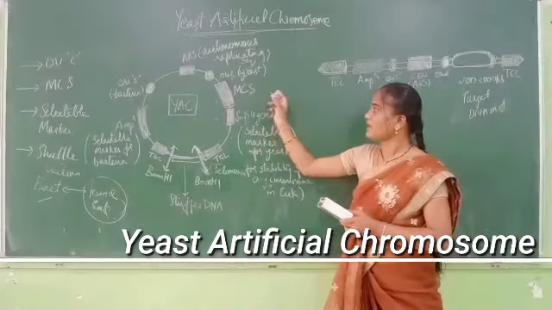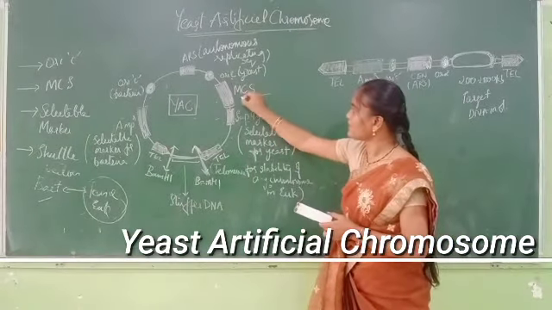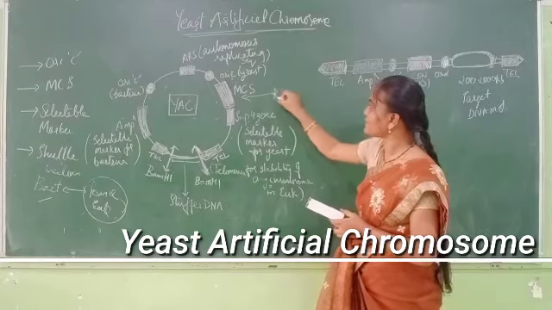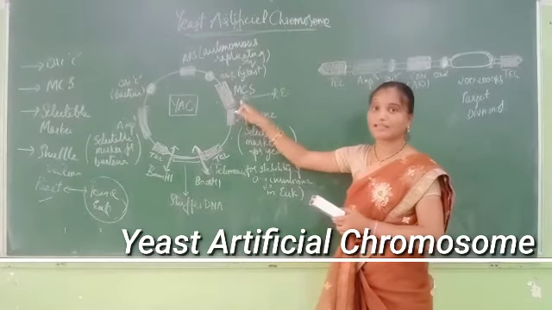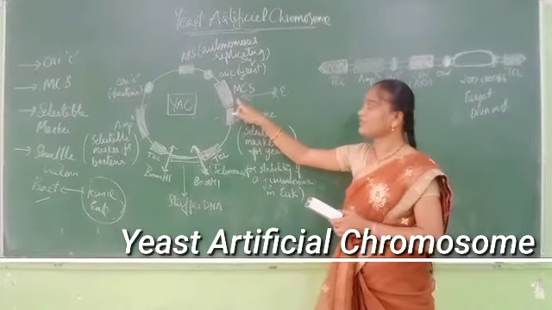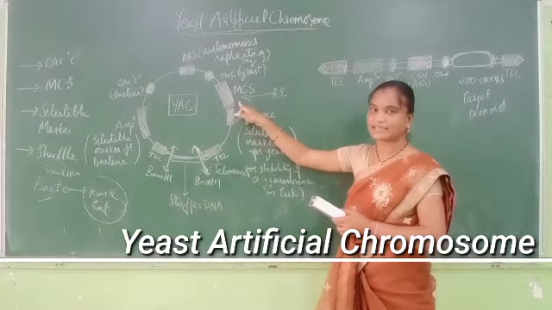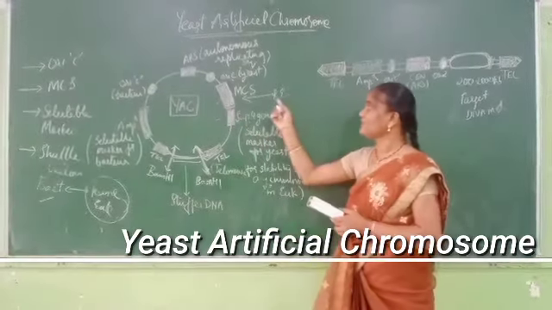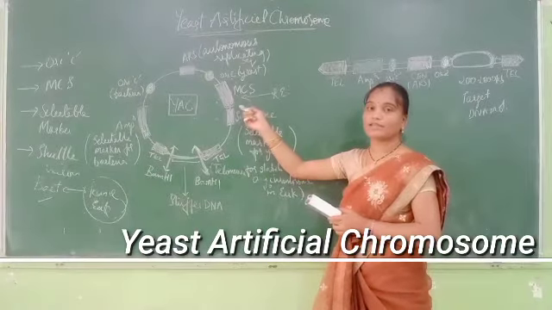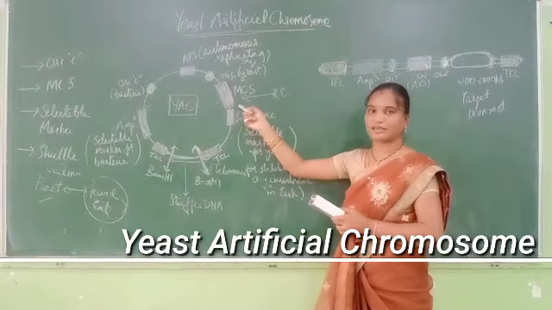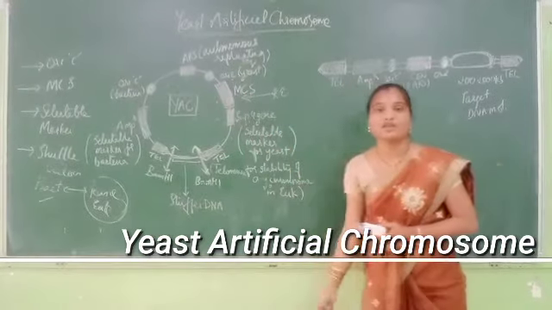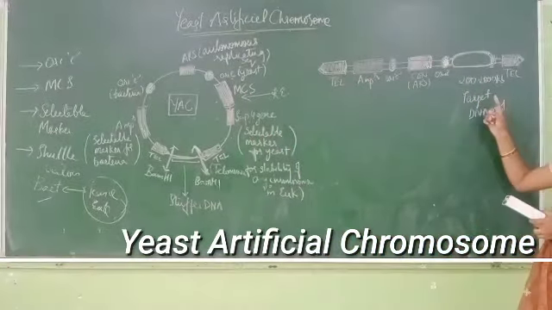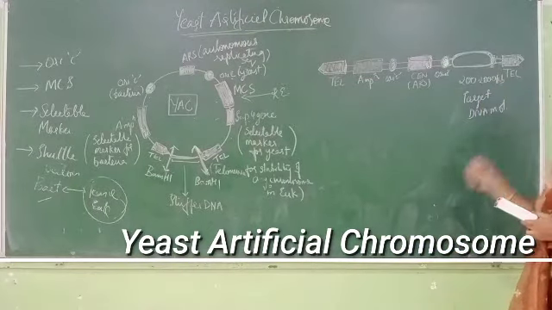When this particular vector is treated with restriction endonucleases, these restriction endonucleases cleave at this MCS site, isn't it? So when this restriction endonuclease cleaves your plasmid DNA, sorry, your YAC, your target DNA molecule will go and sit on your YAC. So this is your target DNA molecule.